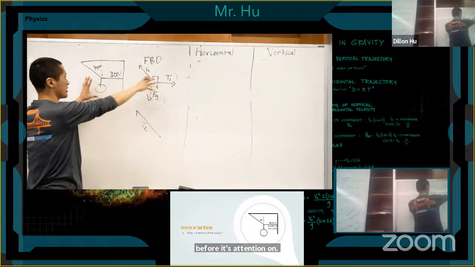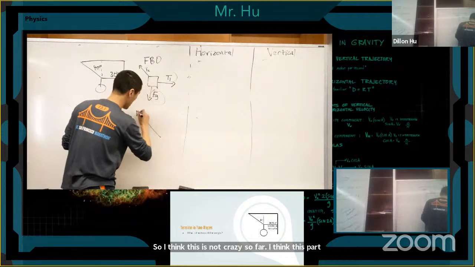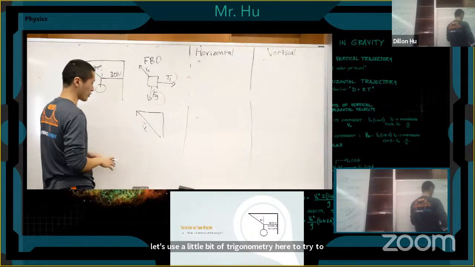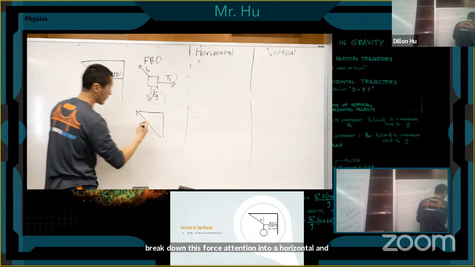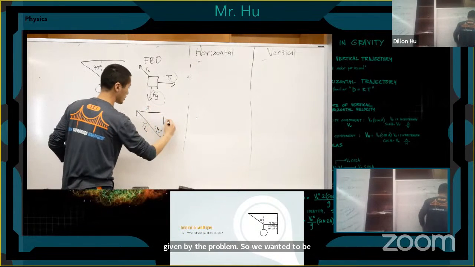I think this is not crazy so far. I think this next part is going to be the more challenging part. So let's use a little bit of trigonometry to break down this force of tension into a horizontal and vertical component. This is coming at an angle. This angle is 40 degrees, as given by the problem. So what we want to find is the x force and this y force.